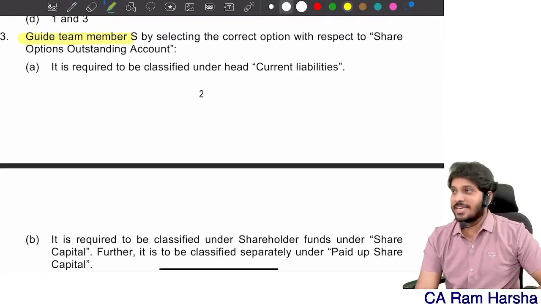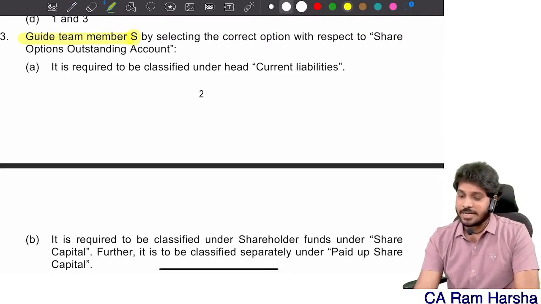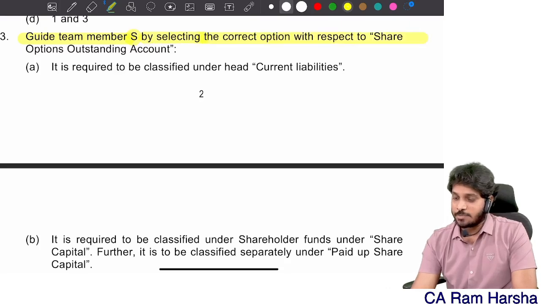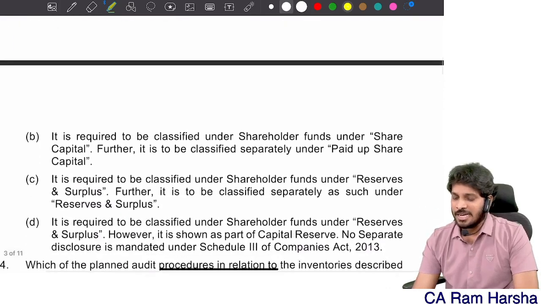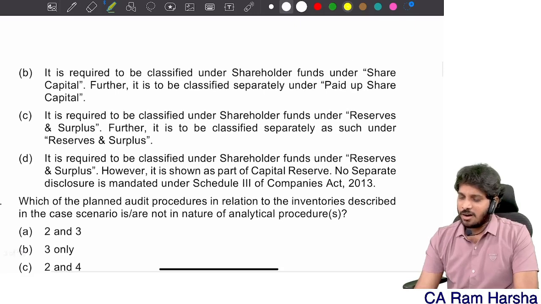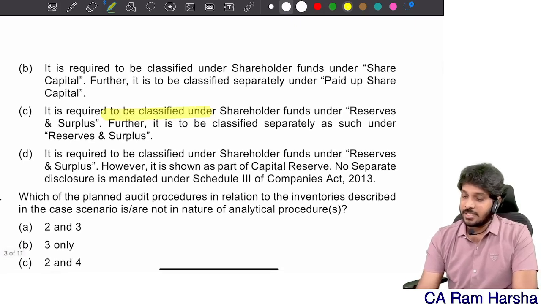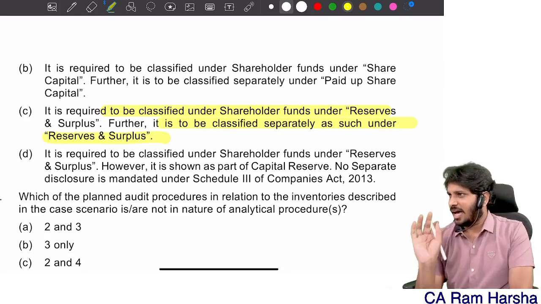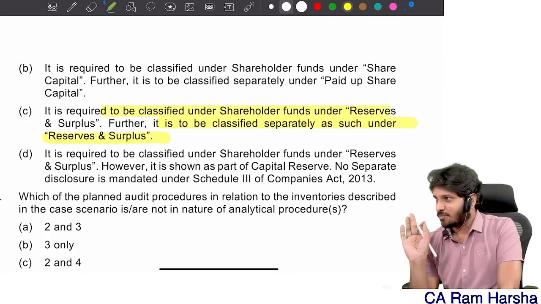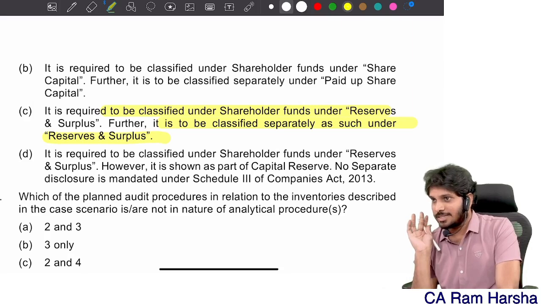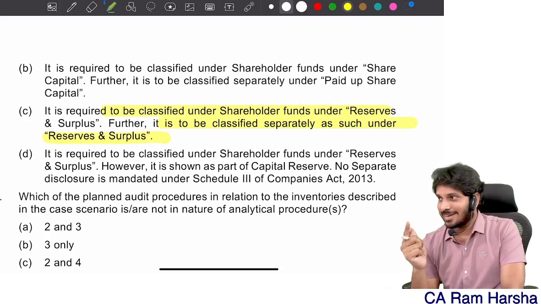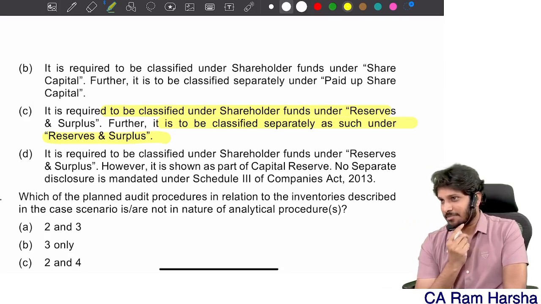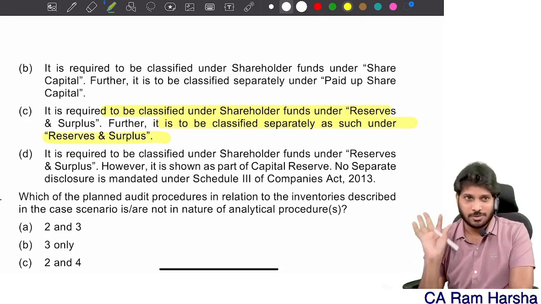By selecting the correct option with respect to share option outstanding, this is a Schedule 3 question. I think it should be classified separately under reserves and surplus. I think it is option C. I'm not extremely good at Schedule 3. It's an accounting question. Getting it? So I think option C. I'm not sure. Okay.